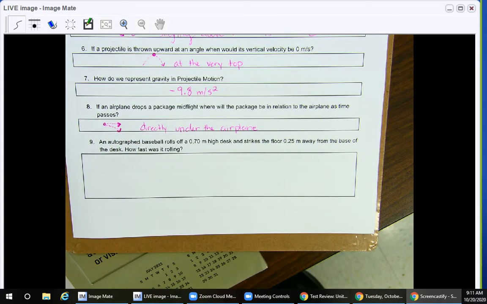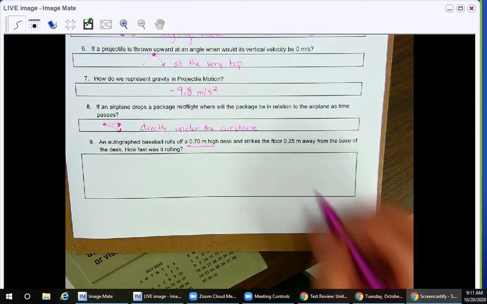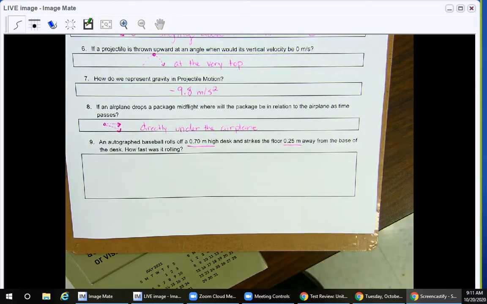So number 9 is when we start getting to math. An autographed baseball rolls off of a 0.7 meter high desk and strikes the floor 0.25 meters away from the base of the desk. How fast was it rolling?